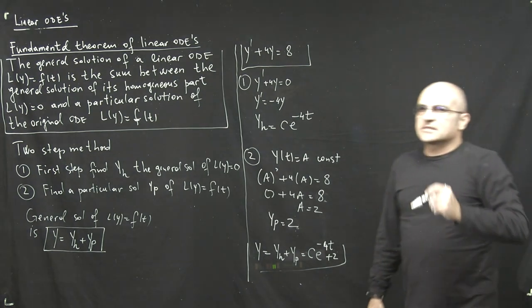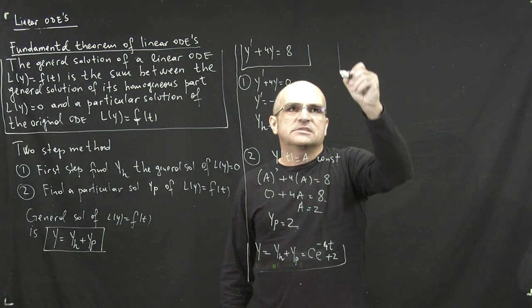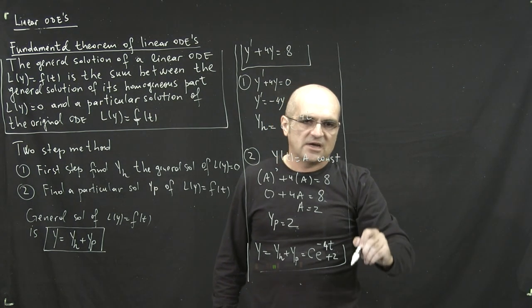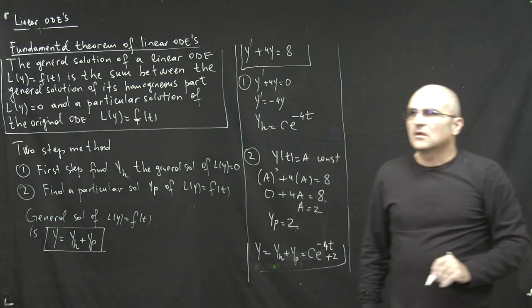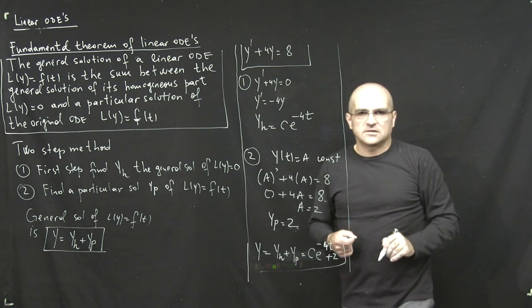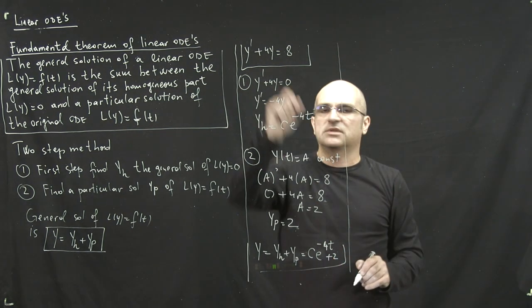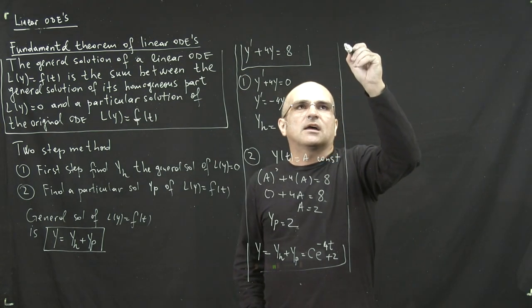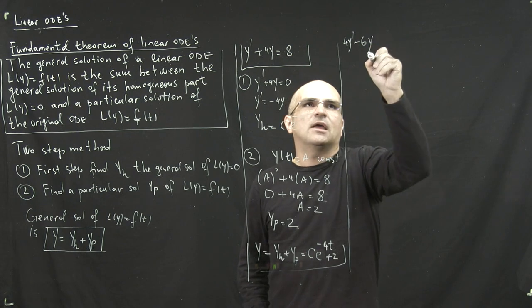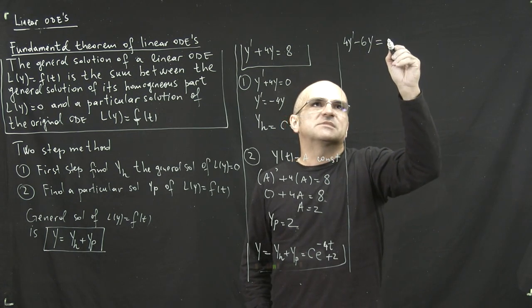So exercise quite a lot with these examples, because this is the easiest way to practice the two-step method. Namely, when you have a first order linear ODE with constant coefficients. So here's another example. Let's say I have 4y prime minus 6y equals, let's make it with nice numbers as well, let's say equals 18.